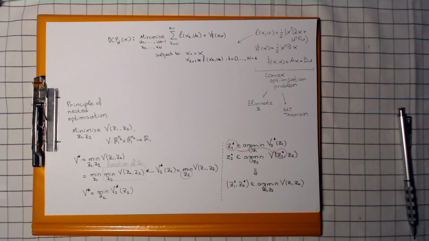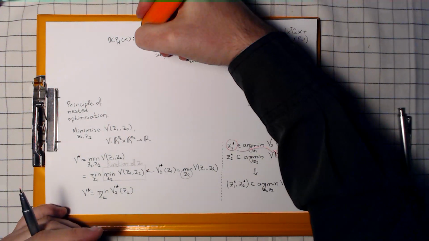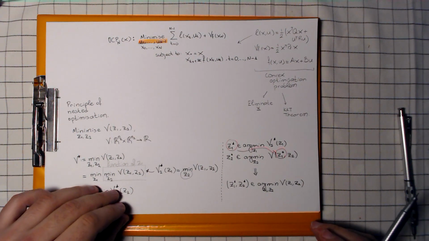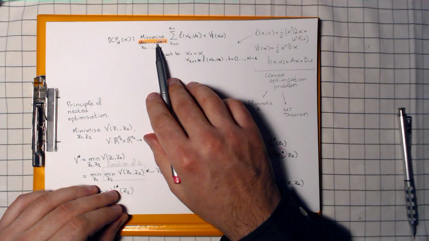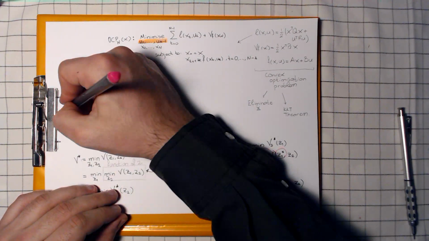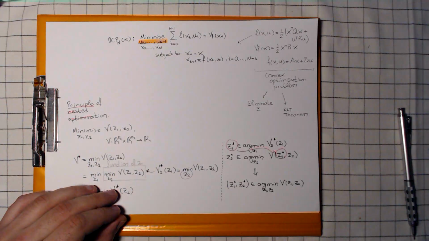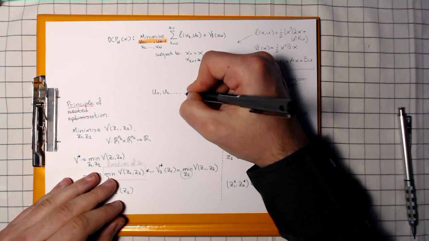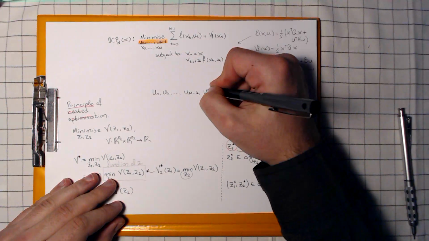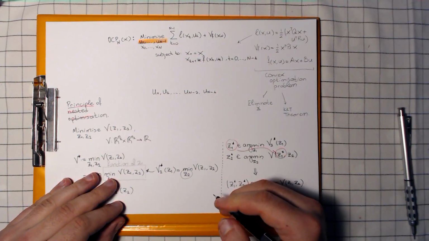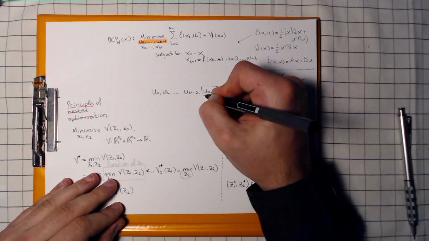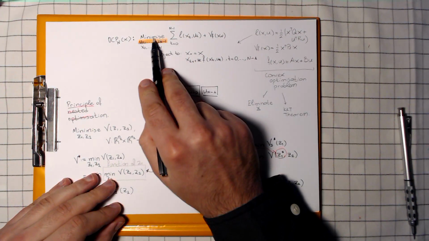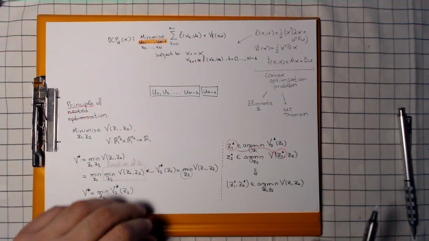Now, why did we mention that? We mentioned that because here we have the minimization with respect to several variables, u0, u1, and so on and so forth. So let's see what will happen if we apply the principle of nested optimization. What we will try to do is take u0, u1, and so on, un minus 2, un minus 1, and split it in two parts. One will be un minus 1, and the other part will be the rest. And we'll break this minimum into two parts, and let's see what happens.